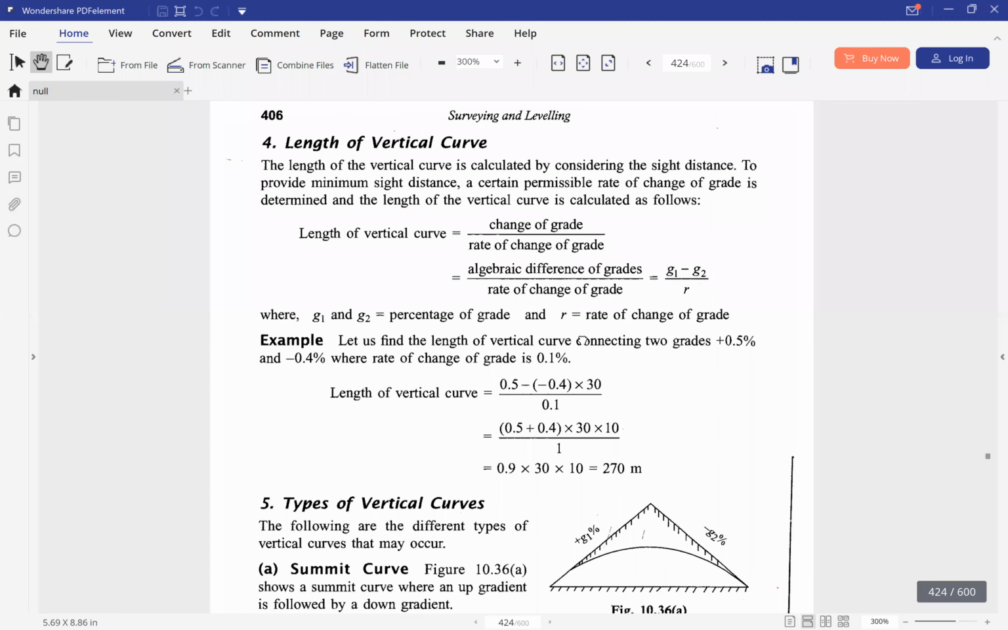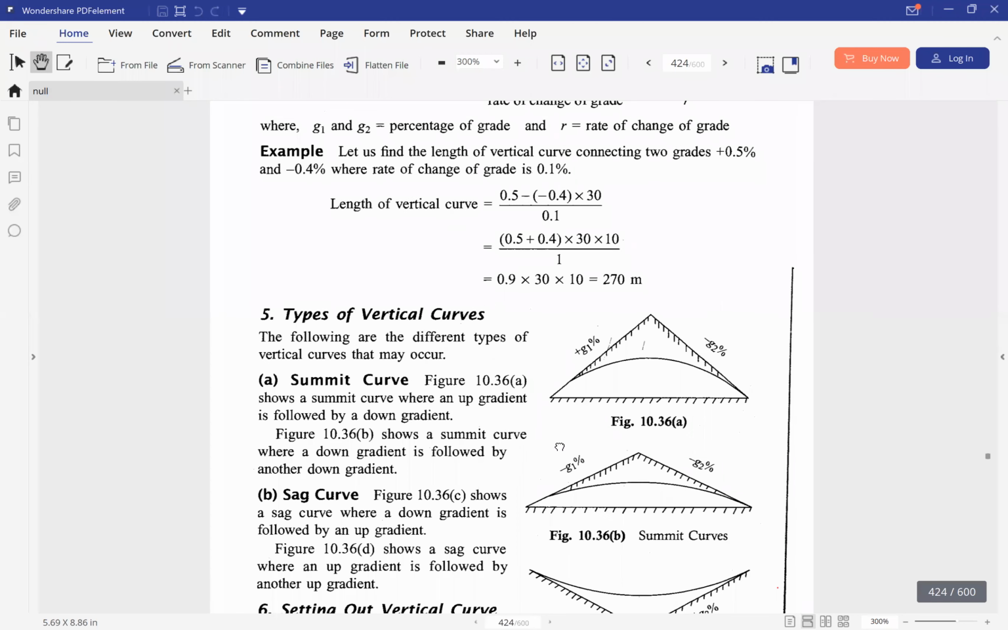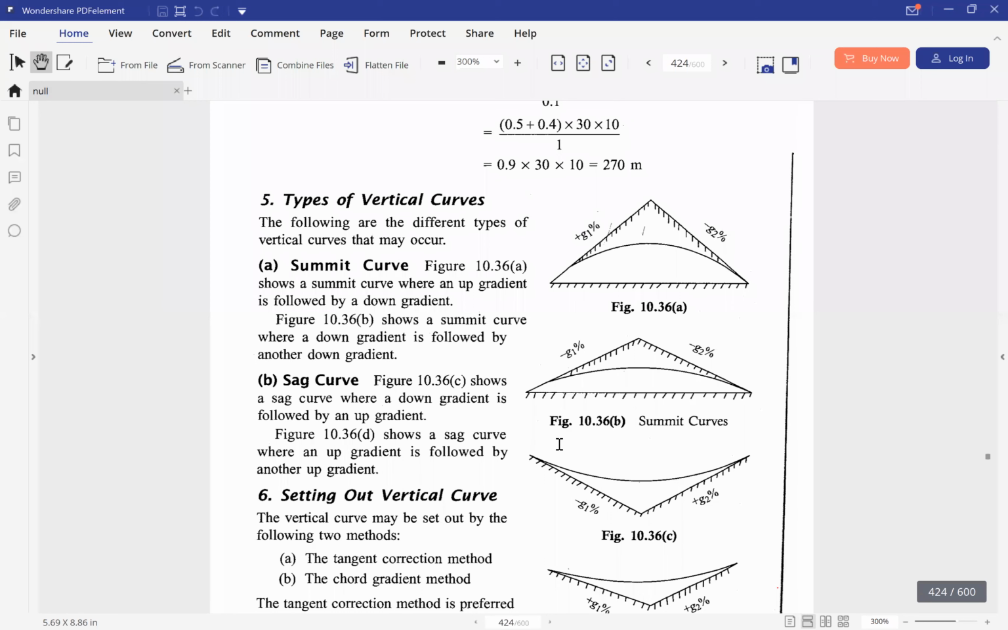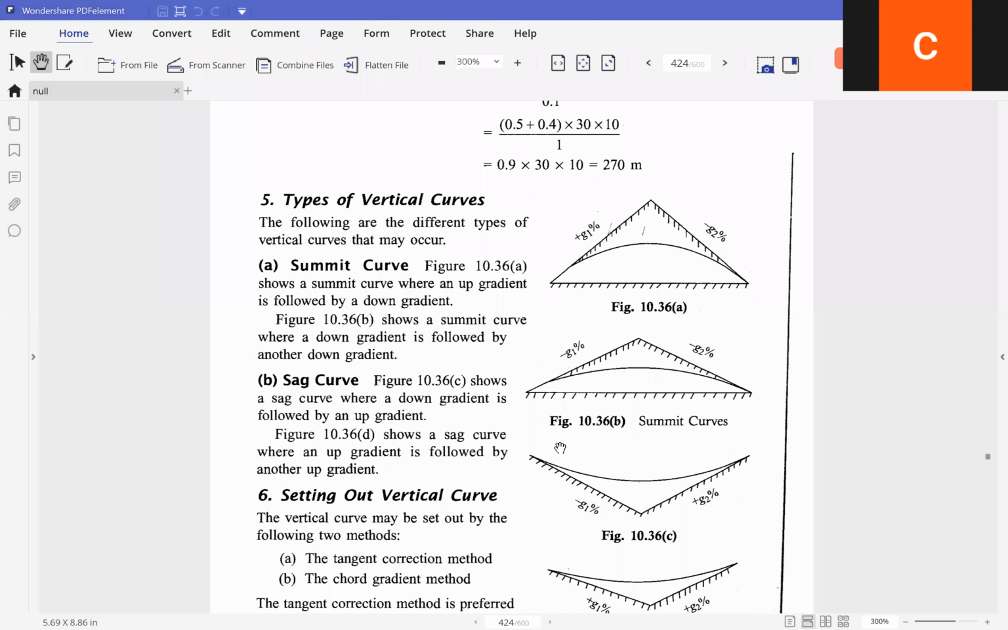And then there are different types of the vertical curves. First one is the summit curve. Now the summit curve is when an upward gradient is followed by a downward gradient, then you can see that there is a summit curve like this one. You can see this is an upward gradient, this is followed by a downward gradient. This is the summit curve.